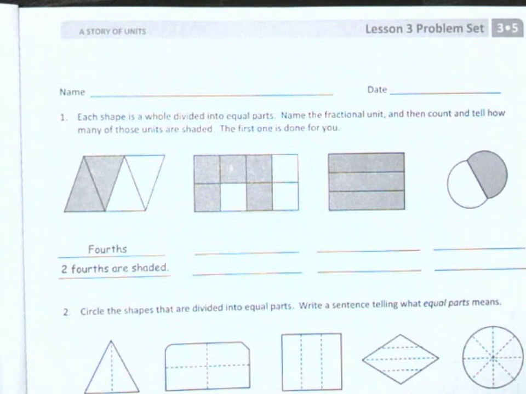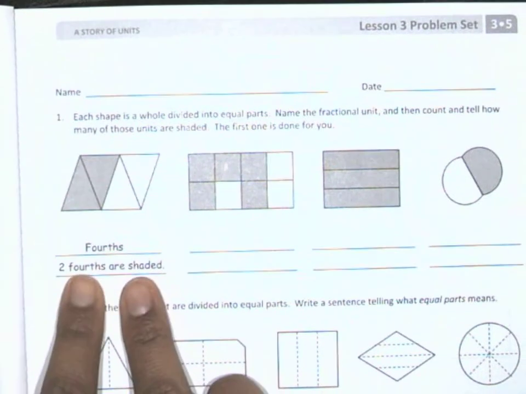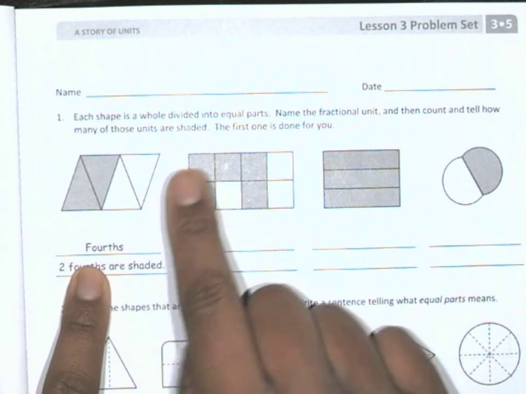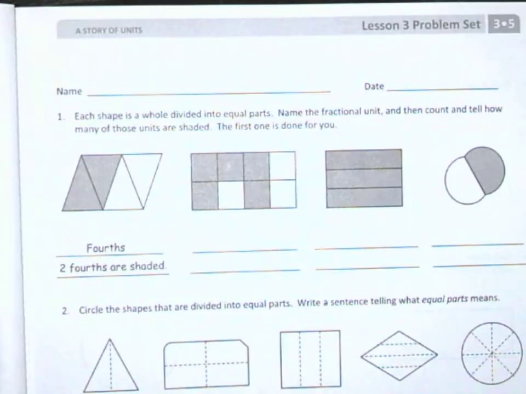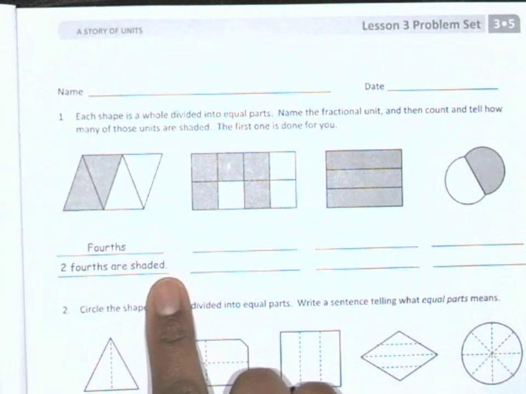Name the fractional unit. Okay, so that's halves, wholes, thirds, fourths, fifths. That is the unit. And then count and tell how many of those units are shaded. The first one is done for you. So if you look at the first one, it's fourths because there are 1, 2, 3, 4 parts. And it says 2/4 are shaded on this bottom line.